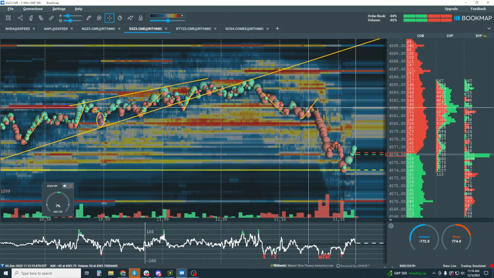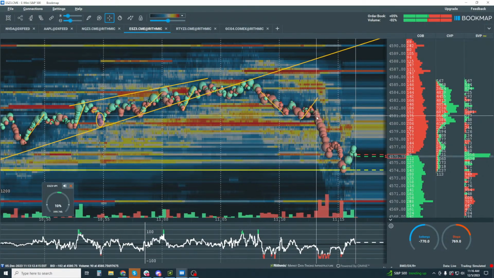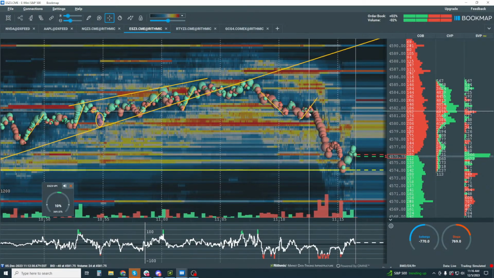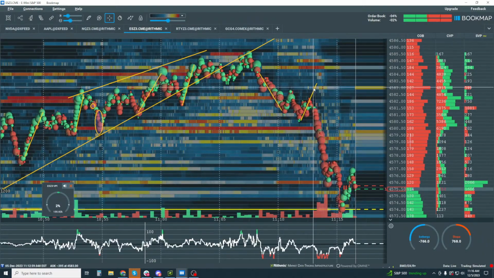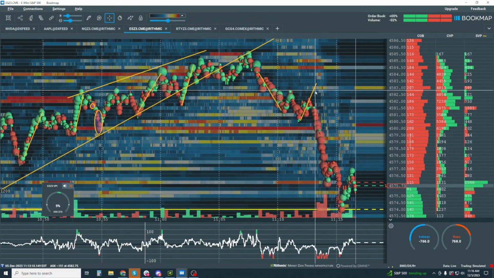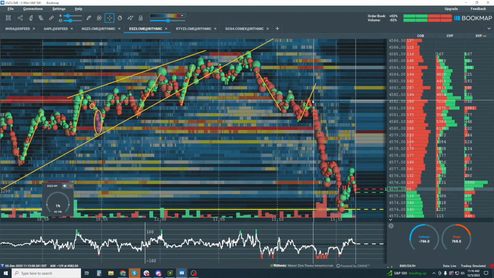Boy, this one they just kept hitting the bid in here. Didn't even get this move here. We got about half of it.